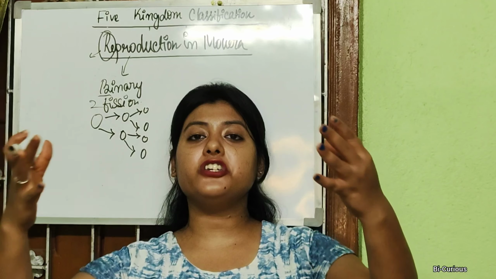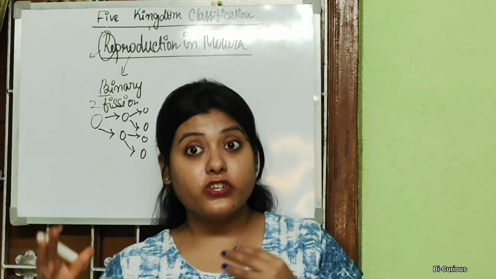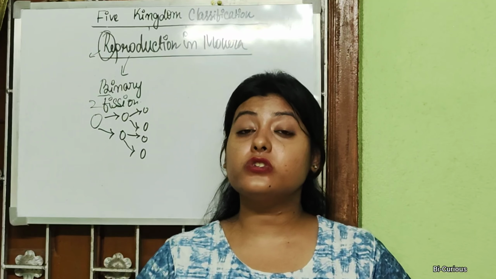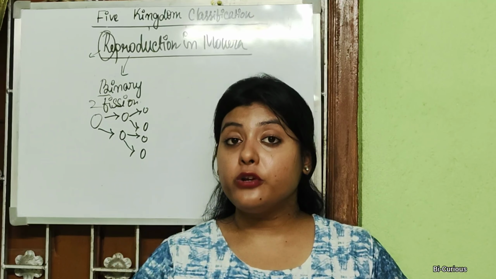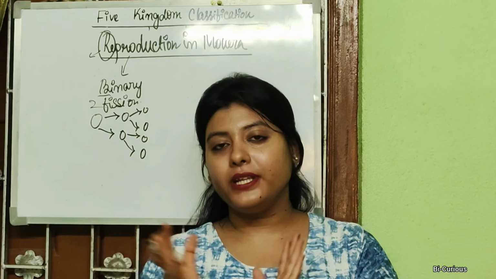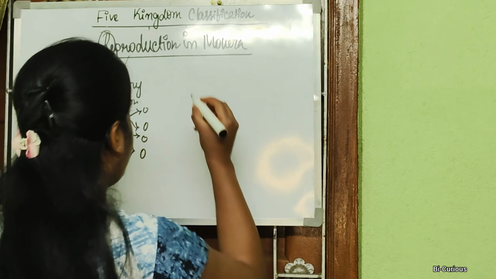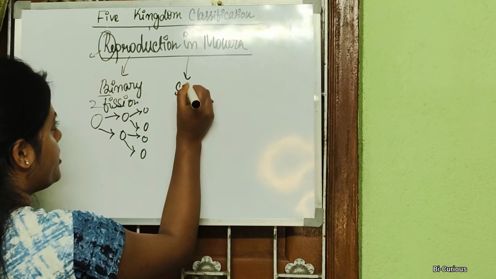We need the continuation of the species to maintain species consistency. So here the bacteria are also continuously reproducing for survival, right? That is why they perform binary fission. And then they can also perform spore formation. Next one is spore formation.